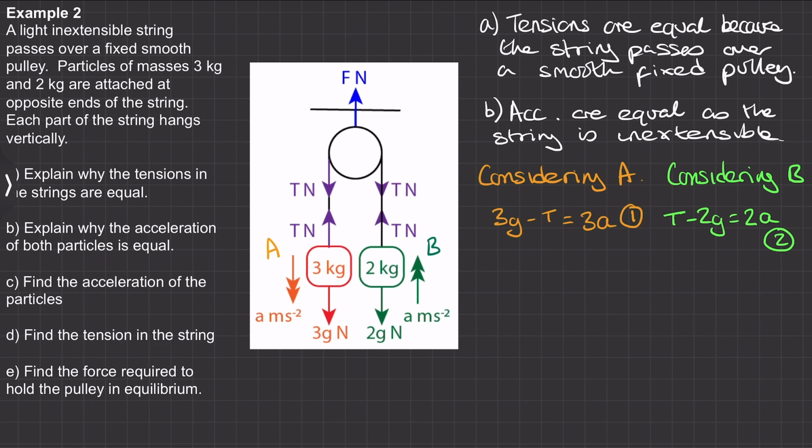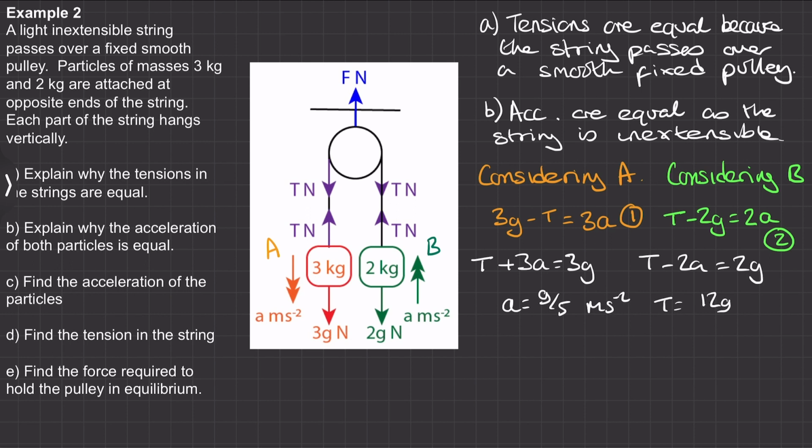So again, we've got a pair of simultaneous equations. So for equation 1, we've got tension plus 3A is equal to 3g. And for equation 2, we've got the tension minus 2A is equal to 2g. And again, we can solve these in our scientific calculators. So we get the acceleration is g over 5, and this is meters per second squared. And the tension is 12g over 5 in newtons.